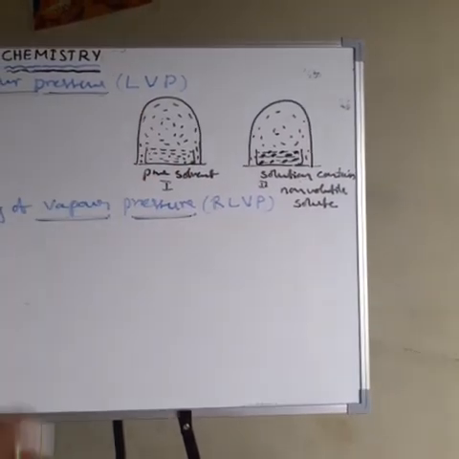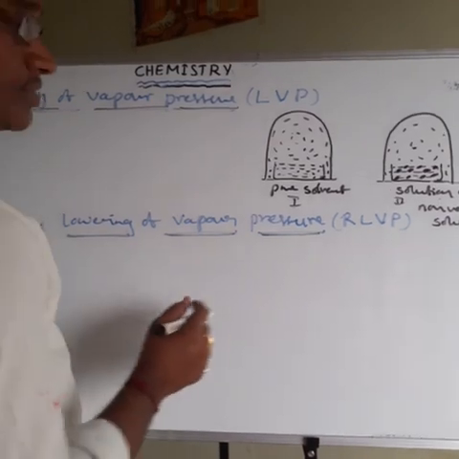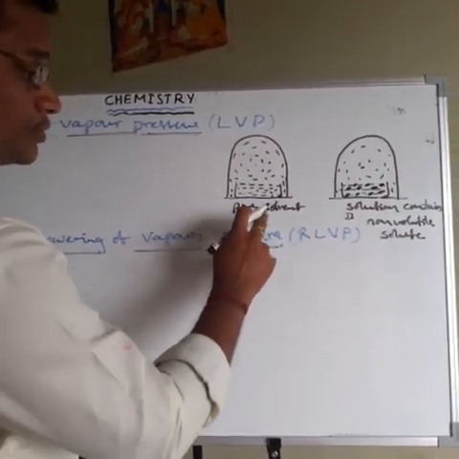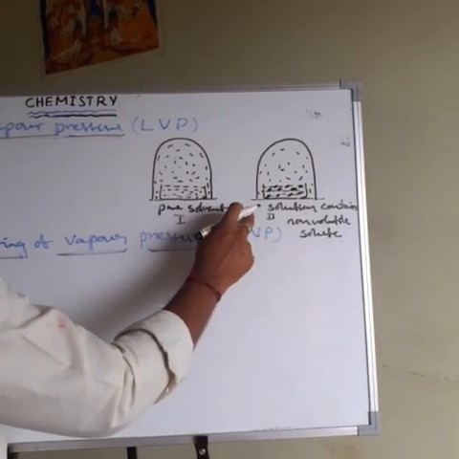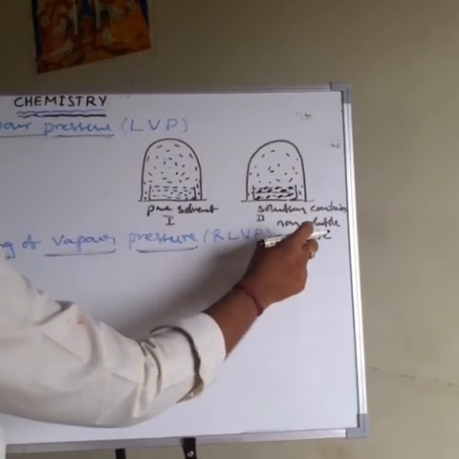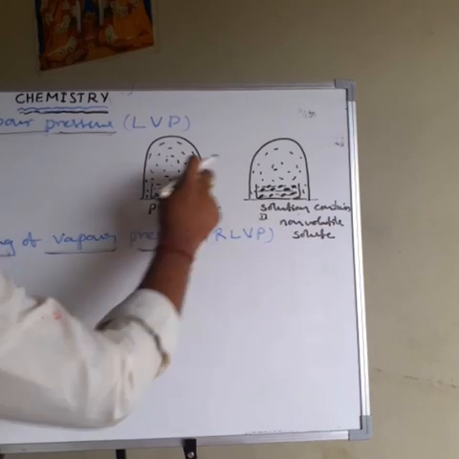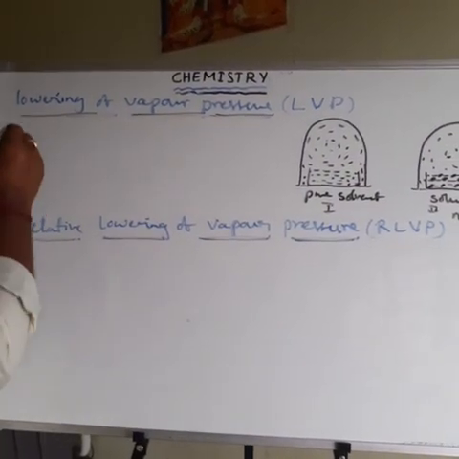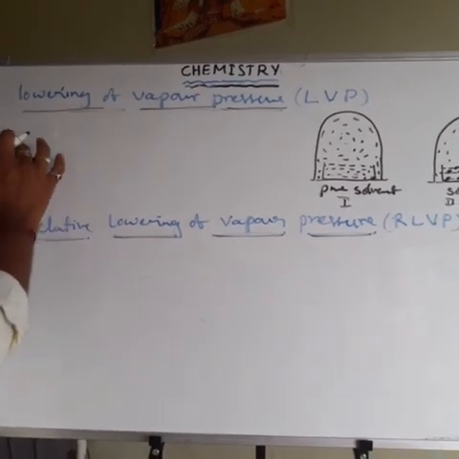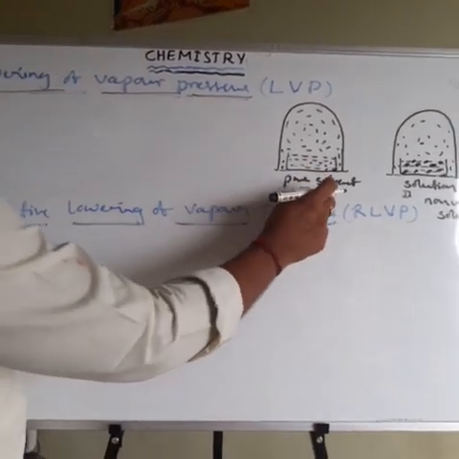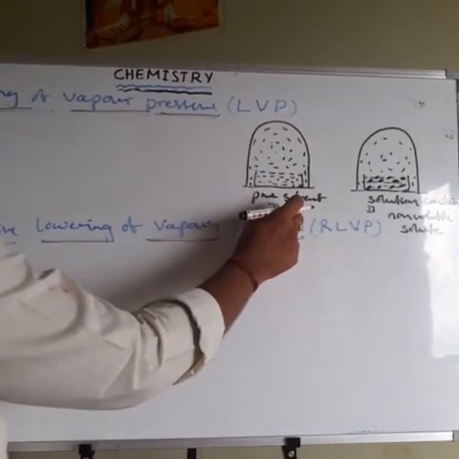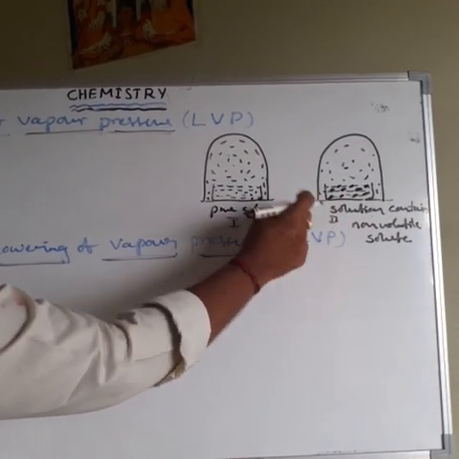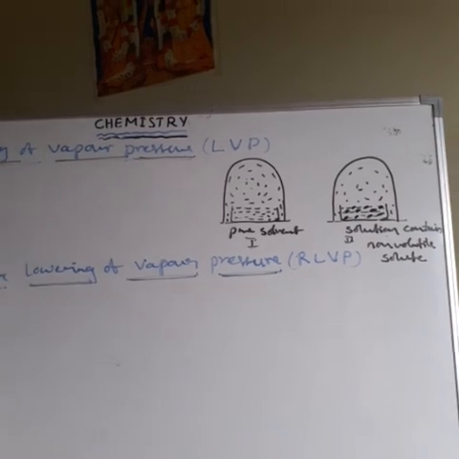That's why lowering of vapor pressure means the difference between the vapor pressure of the pure solvent and the vapor pressure of the solution containing non-volatile solute. Here the difference is nothing but lowering of vapor pressure. So lowering of vapor pressure means the difference between the vapor pressure of the pure solvent and the vapor pressure of the solution containing non-volatile solute.